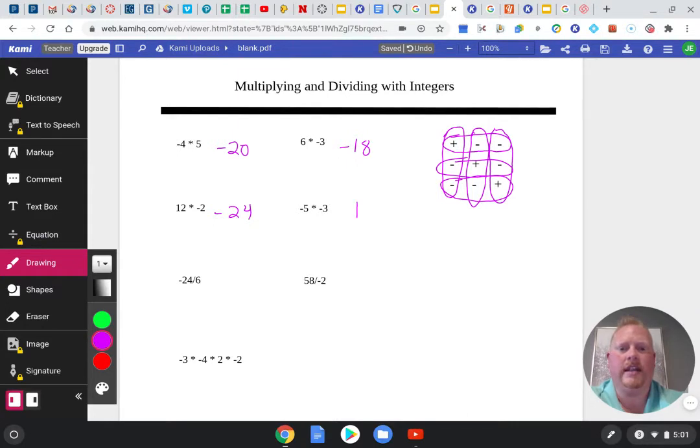Negative 5 times negative 3 is 15. But two negatives make a positive. So it makes a positive 15. Same goes for division. Negative 24 divided by 6 is 4. But because it's a negative then a positive, it makes a negative 4. Positive 58 divided by negative 2 gives me a negative 29.